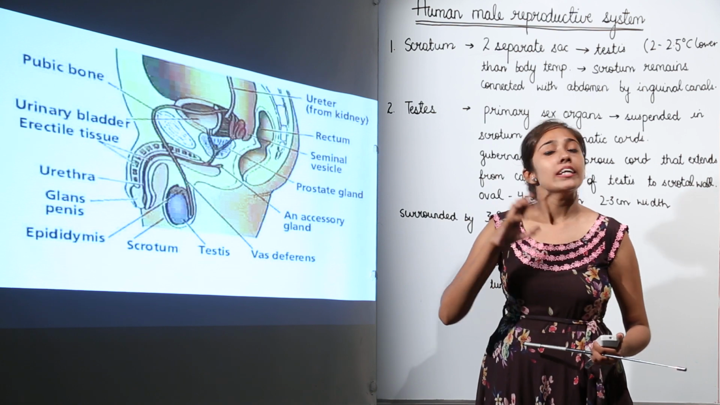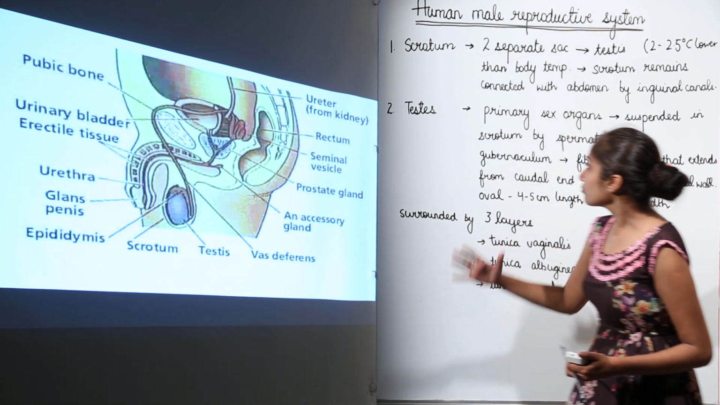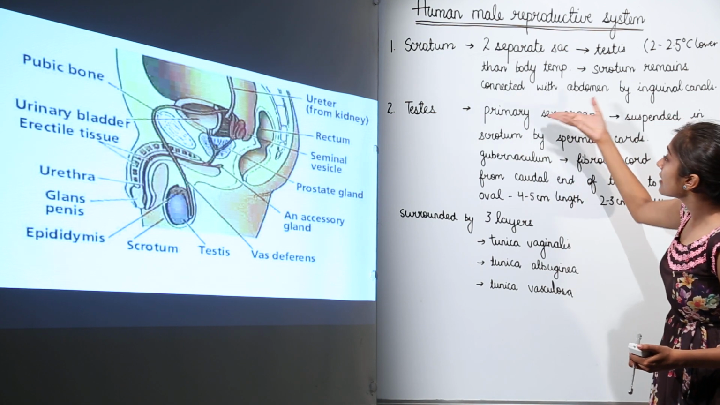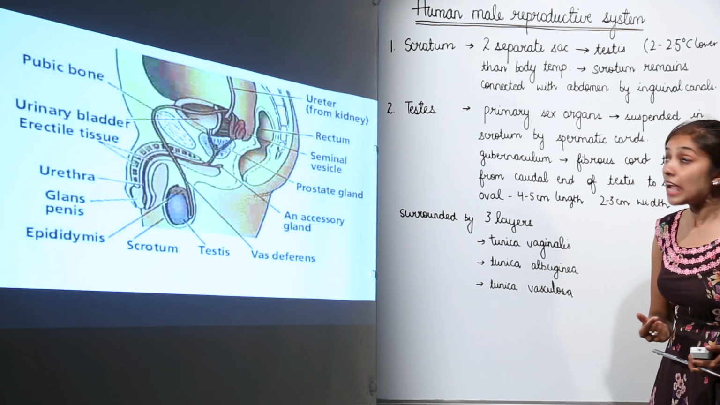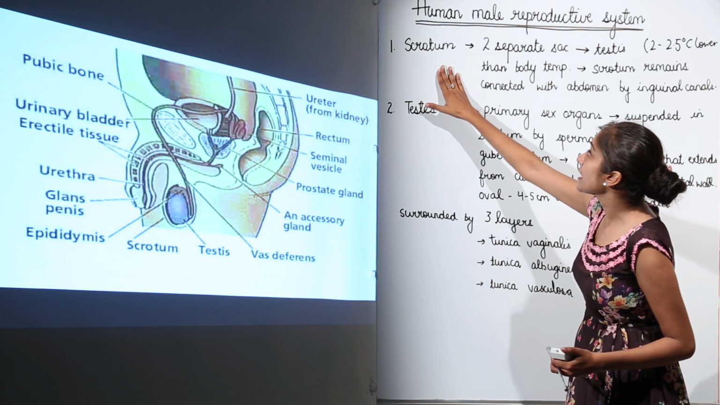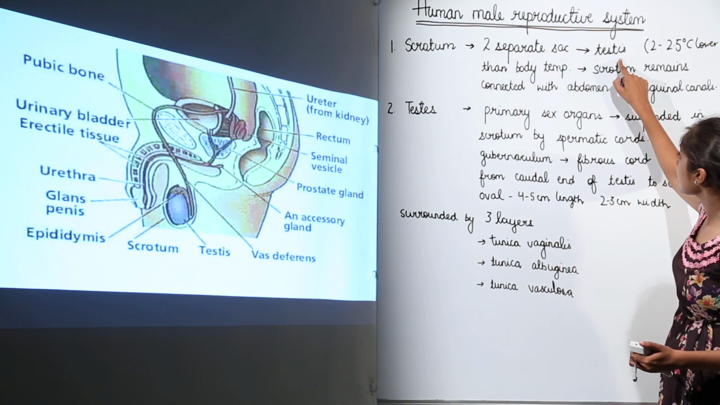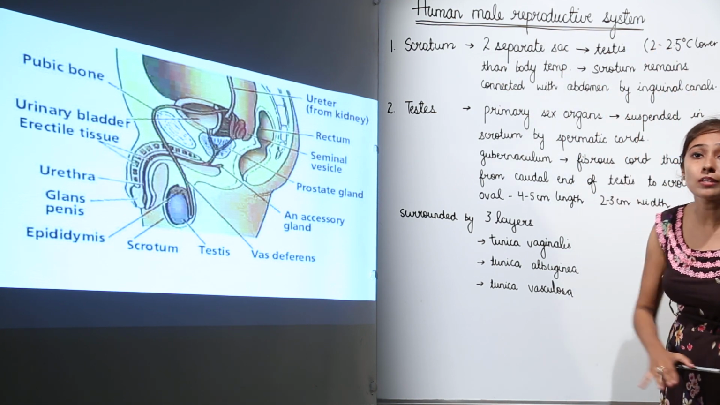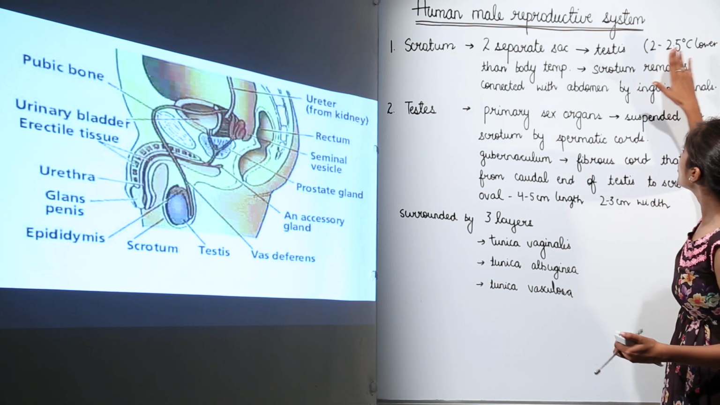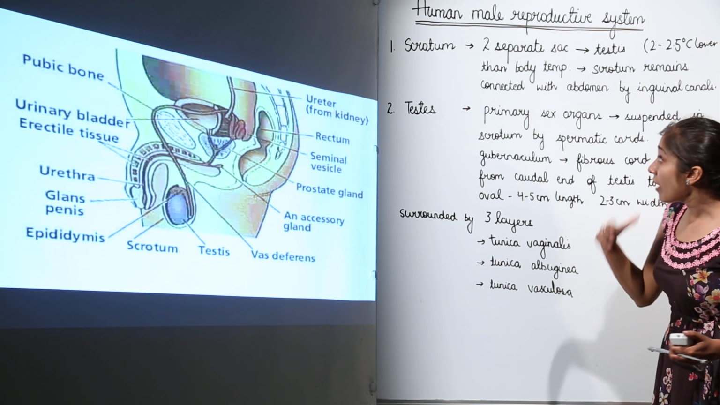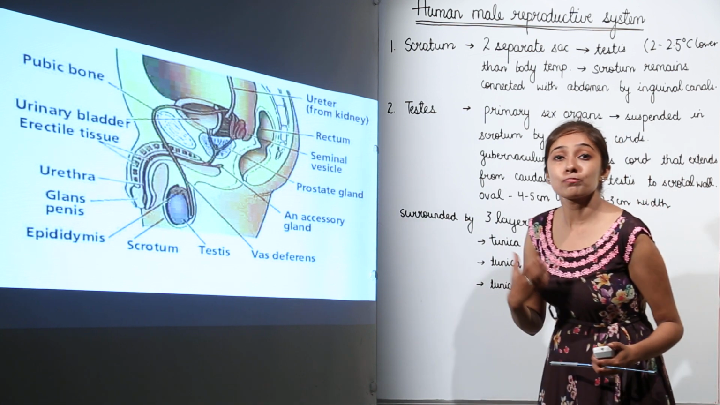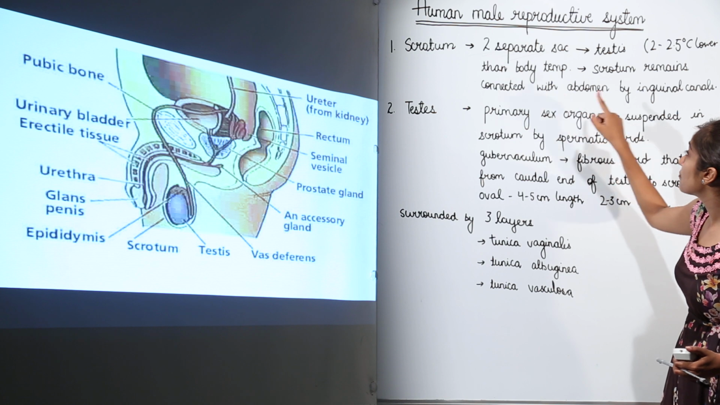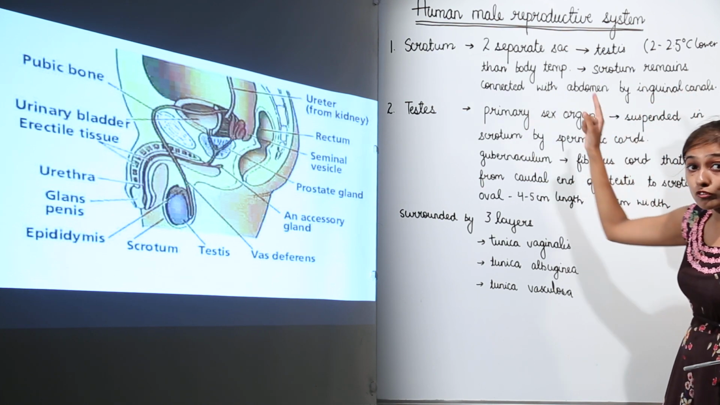I'll tell you a very simple trick to memorize all this. We'll recall it and you can learn it by heart in just a few minutes. Remember the scrotum has two separate sacs which we call testes. They are the primary sex organs, and in the scrotum we have a temperature lower than the body temperature. How much lower? 2 to 2.5 degrees Celsius lower. Why is it so? Because the formation of sperm needs a lower temperature, and the scrotum remains connected with the abdomen by inguinal canals.